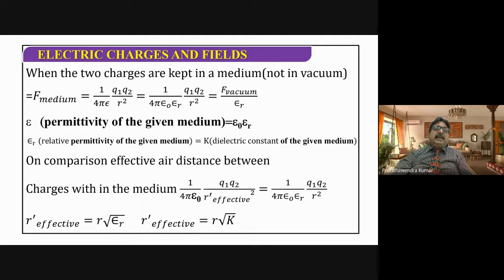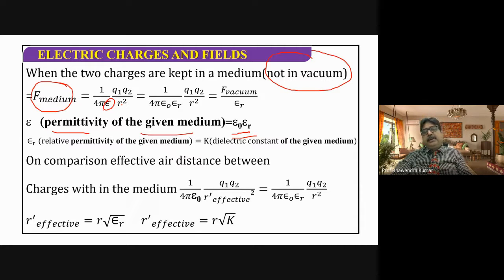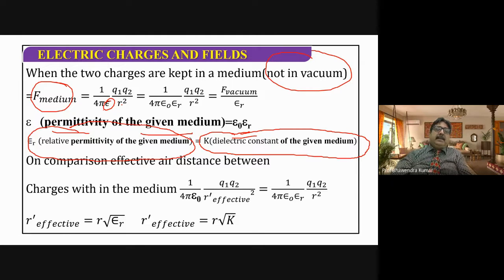Now, if the two charges are kept in a medium other than vacuum, the force in the medium is given by 1 by 4 pi epsilon into Q1 Q2 by R square, where epsilon is the permittivity of the given medium. That is epsilon naught into epsilon R. Epsilon naught is the absolute permittivity, and epsilon R is the relative permittivity of the medium. It is also represented by capital K, the dielectric constant of the medium. On comparison, the effective air distance between them is R dash equal to R into root of epsilon.